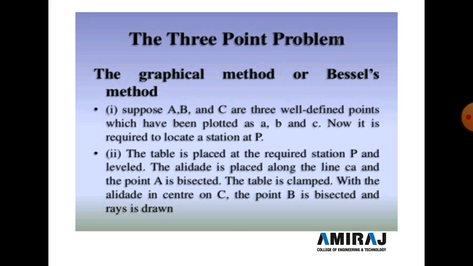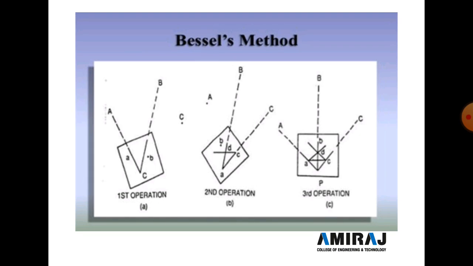Another name for Bessel's method is the graphical method. Here we discuss this method by using this figure. Suppose A, B and C are three well-defined points on the ground, like this capital A, B and C, which have been plotted as small a, b and c on a plane table paper, and we require to set a new position of the point P on the ground.